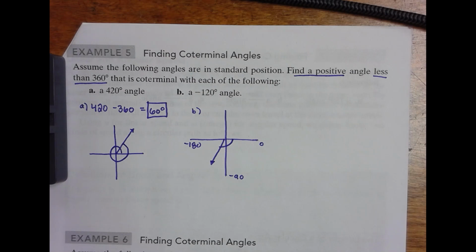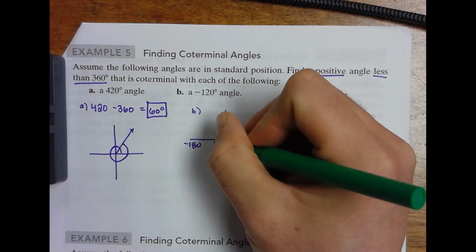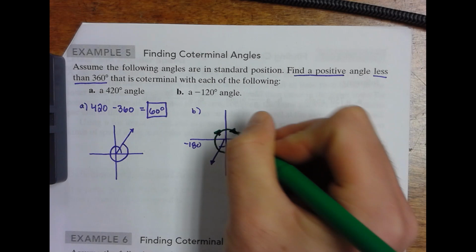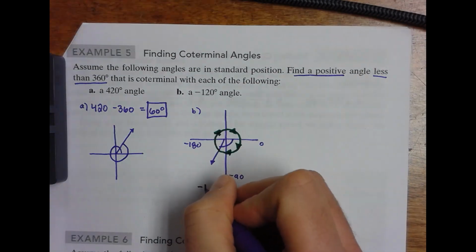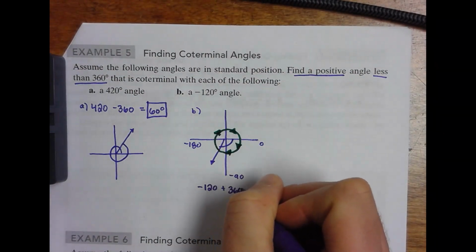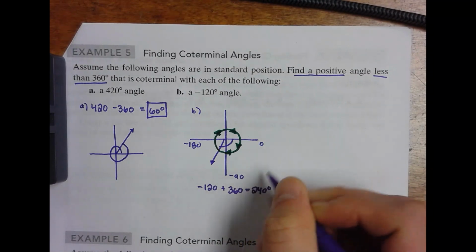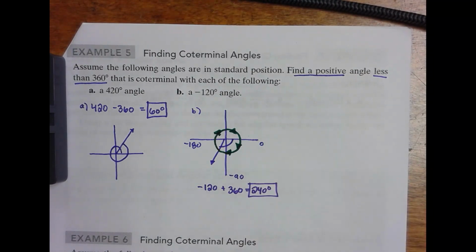And so if I want an angle that is positive and less than 360, we're going to do something different. This time, we're going to actually add a full revolution. So add 360 from this position, and now it's going to end up being positive. In the green, that's me showing us adding that full revolution to get to the same position. And so instead of subtracting, we're going to add 360, getting us to 240 degrees. So 240 is coterminal with negative 120.